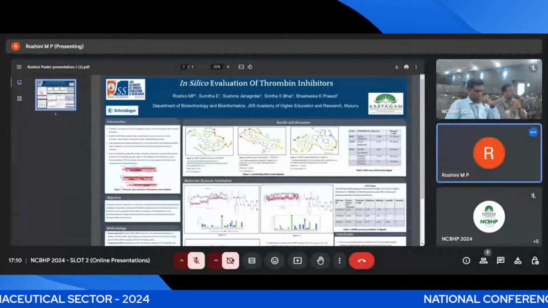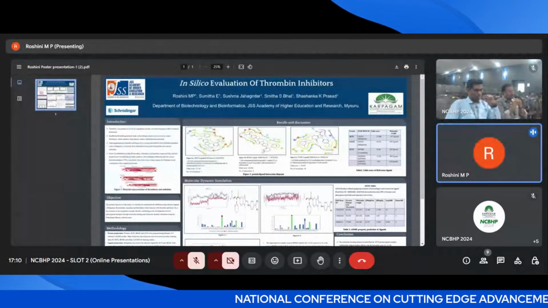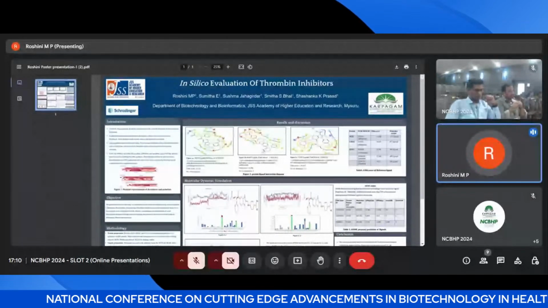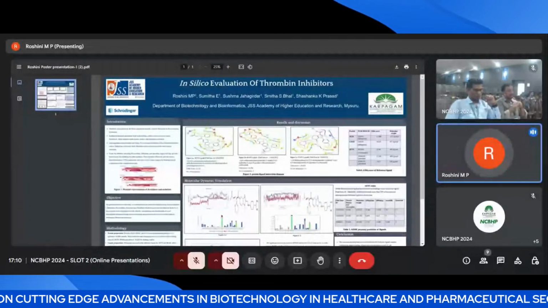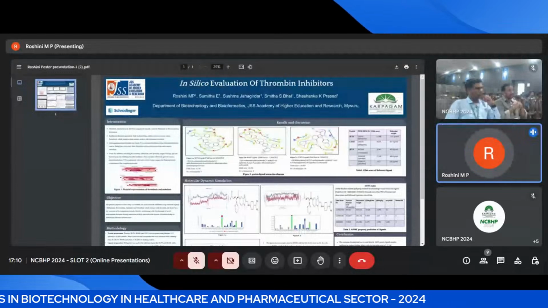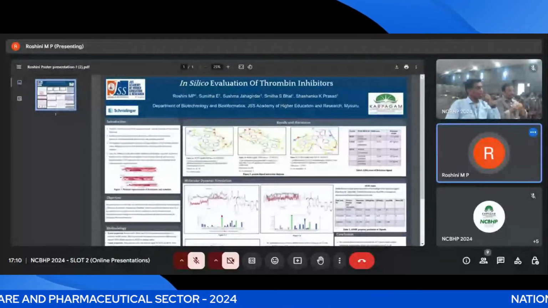Coming to the conclusion, from the study we came to know that the 1KTS and ligand complexes were stable throughout the simulation, and the 4BH also showed oral absorption of more than 92%, which can be used for further in vitro studies.